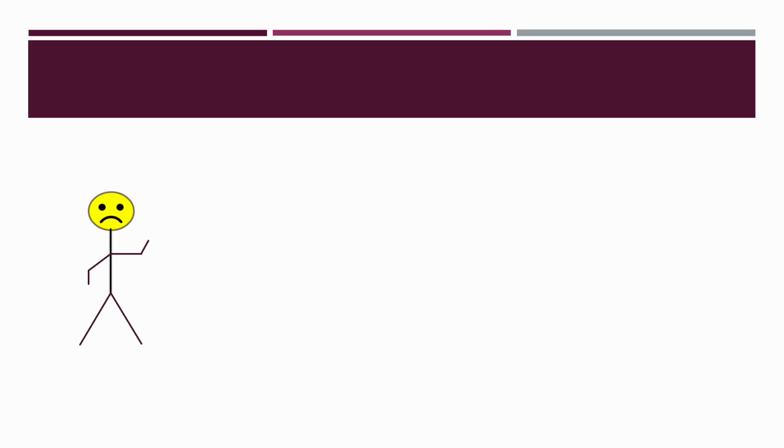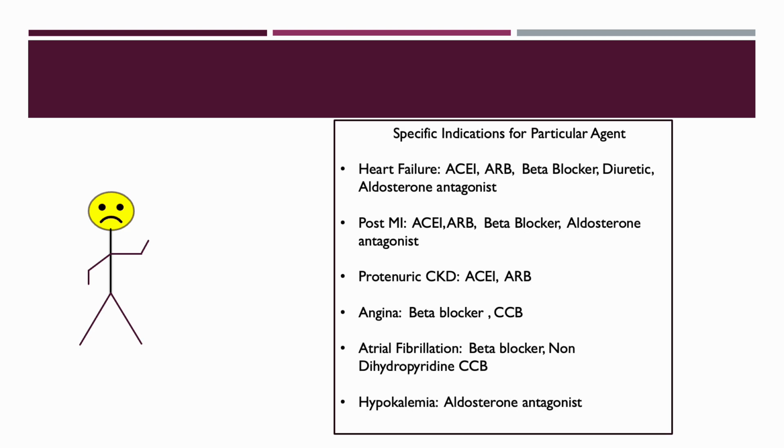So let us now further discuss how we can select a particular agent for the treatment of hypertension. Like we have already stated, for stage 1 hypertension, it is recommended to start with a single drug regimen. Sometimes there can be a particular indication for selecting a specific antihypertensive agent. For example, if Tom has heart failure, then ACE inhibitor, ARB, beta blocker, diuretic, or aldosterone antagonists are recommended.